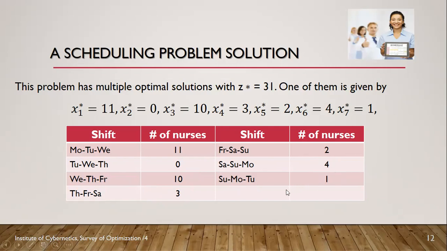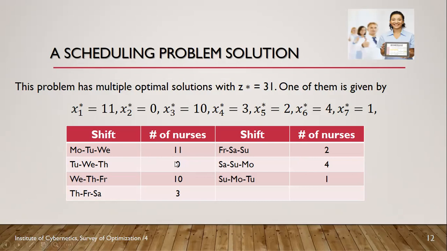Now, let's verify the results if they satisfy the inequality constraints. Remember that the first constraint about the required number of nurses working on Monday was at least 16. Let's check it out. Those who start on Monday are recommended to have 11 nurses. Then Monday falls on the shift Saturday, Sunday, Monday, so there are 4 nurses here, and here is Monday, Tuesday, with 1. 11 plus 4 plus 1 is 16. 16 is greater than or equal to 16, so the first inequality is satisfied.